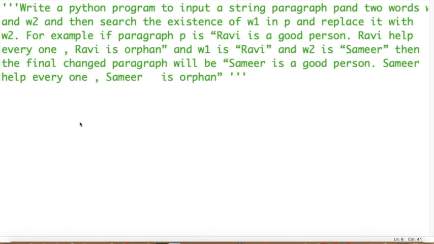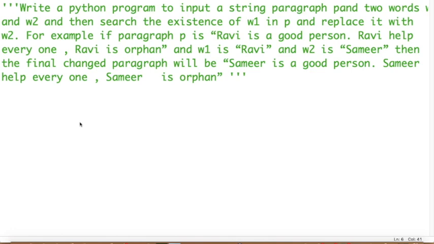So here is the solution for the question in exercise example 2 in this class. The question was, write a Python program to input a string paragraph P and two words W1 and W2, and then search the existence of W1 in P and replace it with W2. For example, if paragraph P is "Ravi is a good person, Ravi helps everyone, Ravi is orphan", and W1 is Ravi, and W2 is Samir, then the final string will replace all Ravis with Samir. So wherever Ravi is appearing, it will be replaced with Samir. So this has to be done in this program.